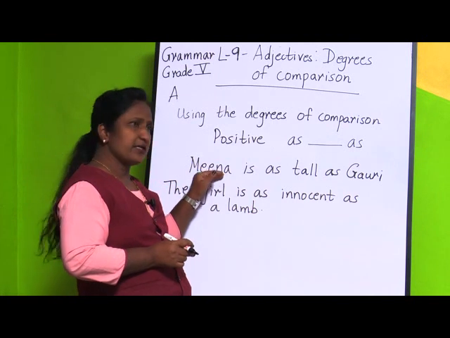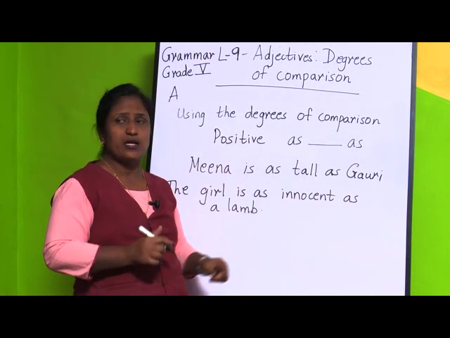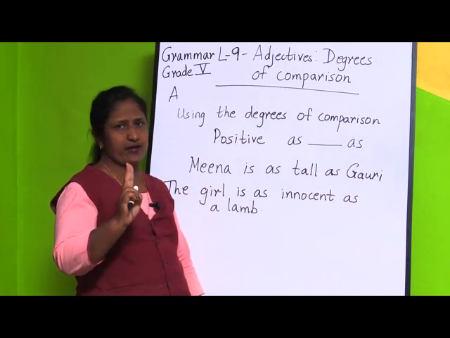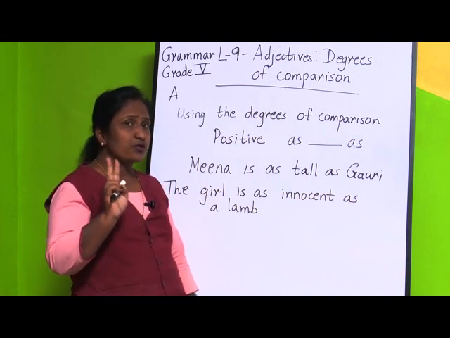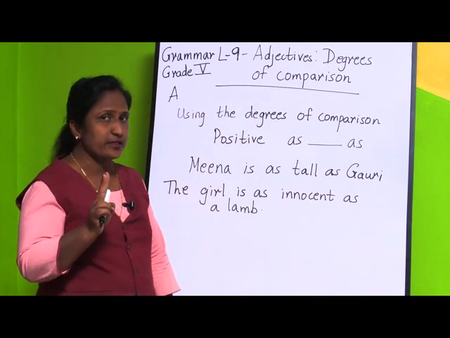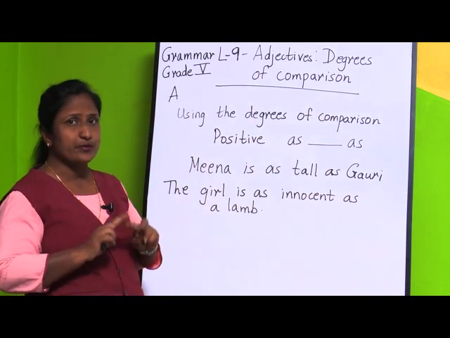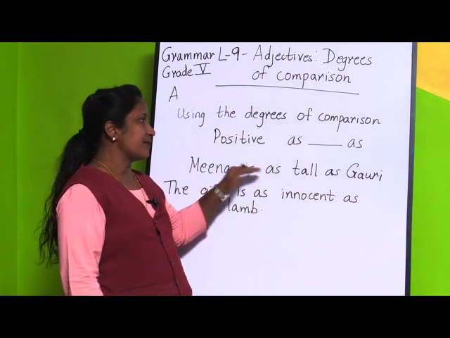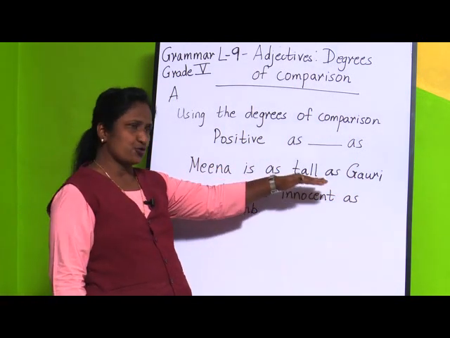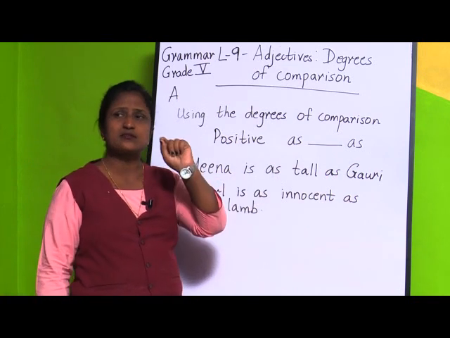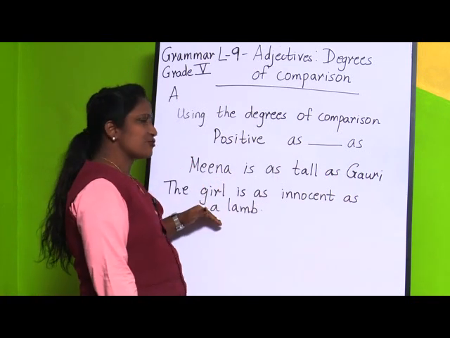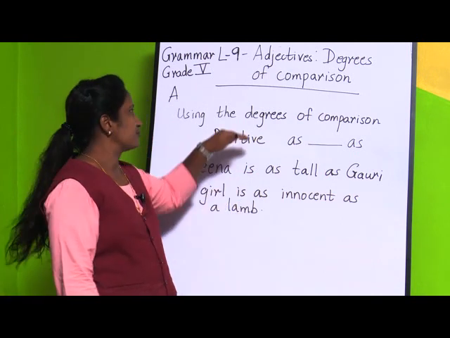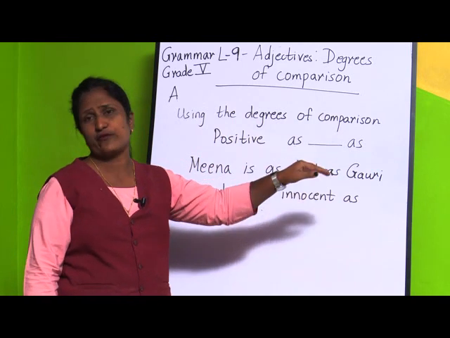Here also we can say Meena is also tall and Gauri is also tall, meaning any two persons can have one quality. We are not going to compare, we are going to show the equality between two persons, two animals or two things. Meena is also tall, Gauri is also tall, meaning they possess the same quality. The girl is also innocent, the lamb is also innocent. So, do not get confused when we are using the degrees of comparison.